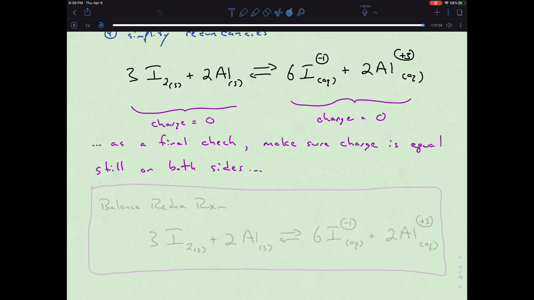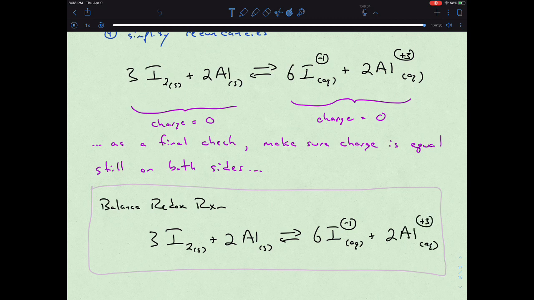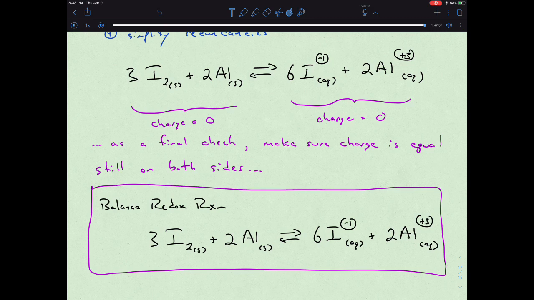And so our balanced redox reaction is finally this process. 3 iodine plus 2 aluminum produces 6 iodides and 2 aluminums that are both in the +3 state. And that is our balanced overall redox reaction for this example.